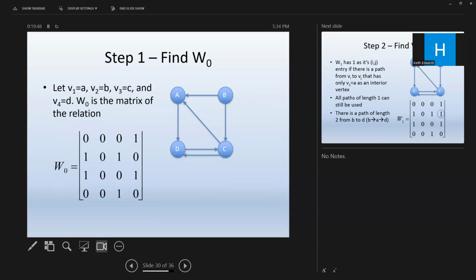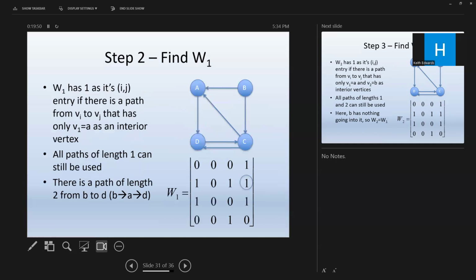Okay, it's fairly straightforward. W1 has a 1 at its ij entry if there's a path from Vi to Vj such that V1, which is A, is an interior vertex. All paths of length 1 can still be used. Now, here we can see there's a path from B through A, and then we can get to D. So we can get from B to D by going through A. So we add that one in, and that one's circled.